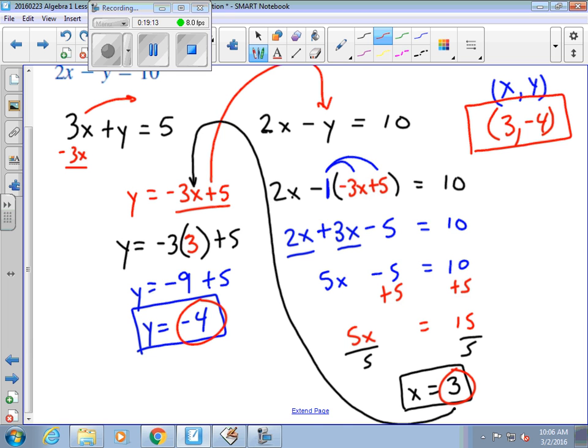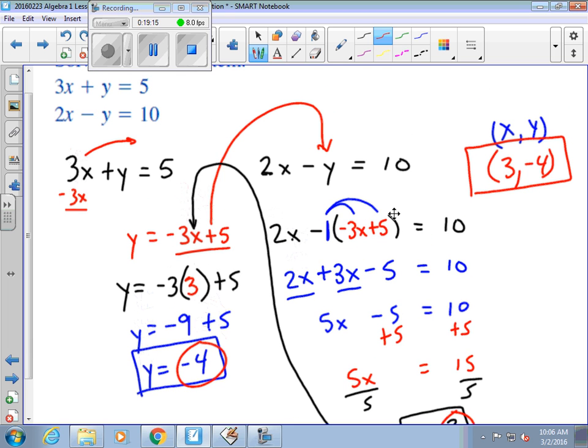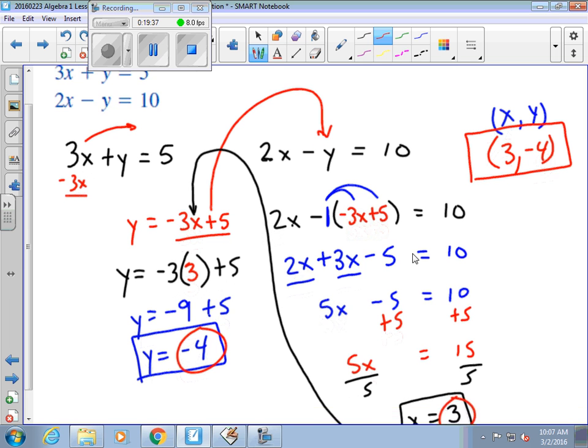You could check that solution by plugging the numbers back in to see if you get true statements. 3 times 3 is 9. 9 plus -4, which means 9 minus 4, that's 5. It works for the first equation. 2 times 3 is 6. Minus a negative means +4. 6 plus 4 equals 10. That one works out as well.